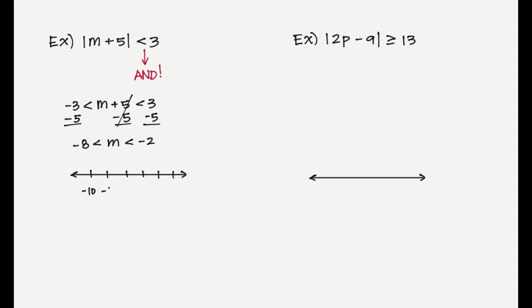And since my range just goes from negative 8 to negative 2, I'm going to focus more on the negative side, and I'll have an open circle on both of those values, and I'll shade everything in between.